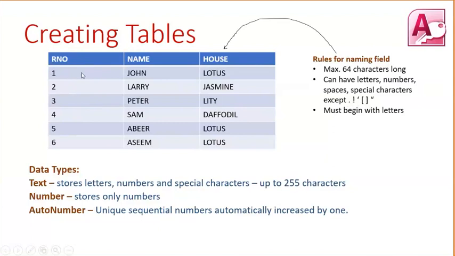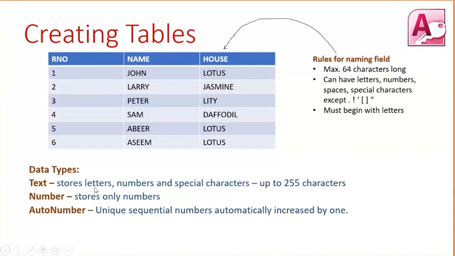Now, if you observe this table, the roll number consists of all numeric information. Name consists of all text information. House consists of all text information. So based on the type of data we are required to store in the columns, there are a few data types we are discussing here.